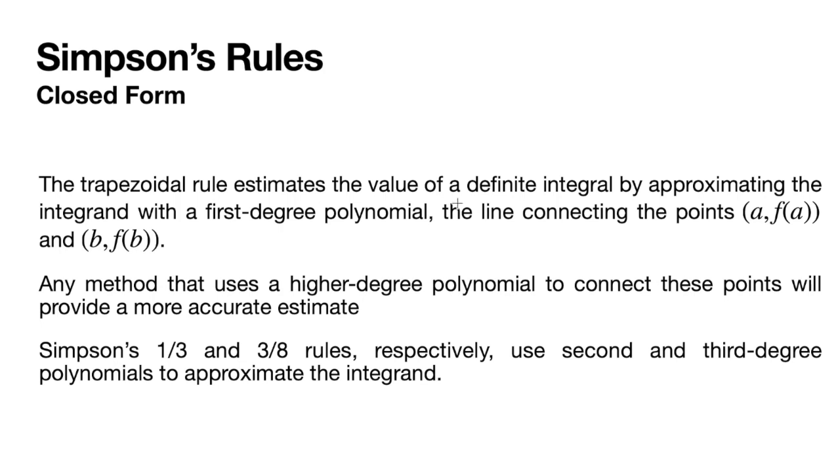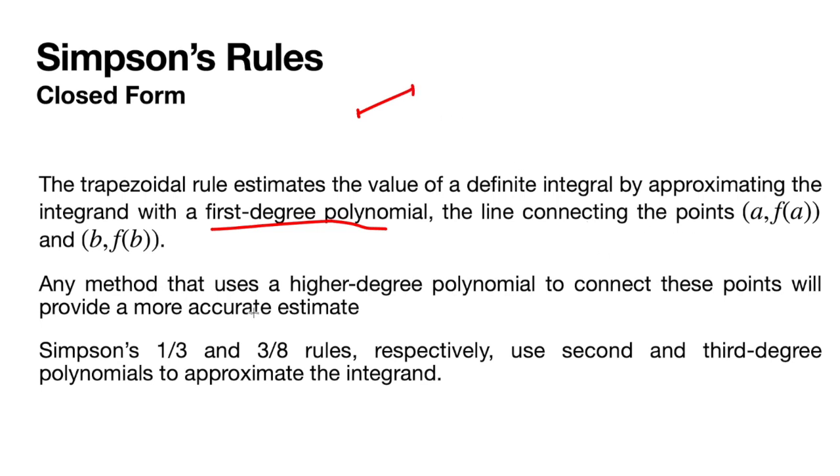Now we'll move towards Simpson's rule. So this is the second method we use in the closed form. The trapezoidal rule estimates the value of the definite integral by approximating the integrand with a first degree polynomial. The first degree polynomial is basically a line, so in the trapezoidal rule, between the 2 points we draw a line.